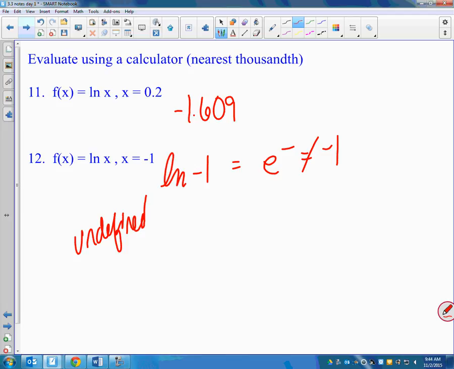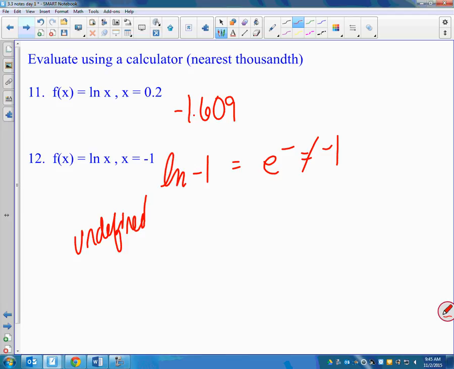Tomorrow we're going to graph logs and ln's and talk about how we can do that without a calculator, with a calculator, and with inverses. Maybe you remember what inverses look like when you graph them. And if you know what exponential graphs look like, you can figure out what logarithmic graphs will look like.